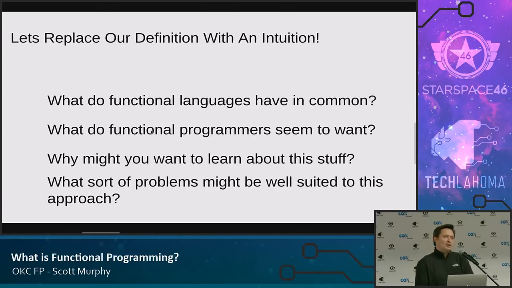So before I was talking about what a definition of functional programming is, and I'd say it's computation with a function as the base unit. But to try and be a little bit more intuitive, maybe it'd be better to stop and think about what do functional programming languages have in common. So also, what do people who do functional programming seem to want out of the languages they're using? And then if you're not a functional programmer, why might you want to learn about it? Whether you go and get a job as a functional programmer or not, you might still want to know about it for several reasons. And then lastly, what kind of problems does this stuff really work well for?